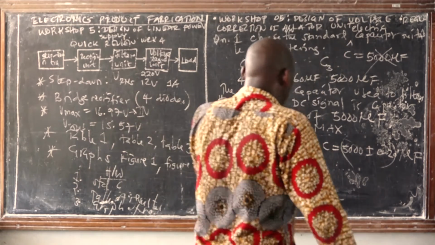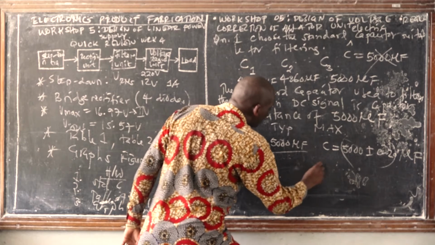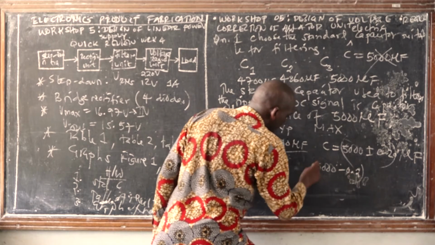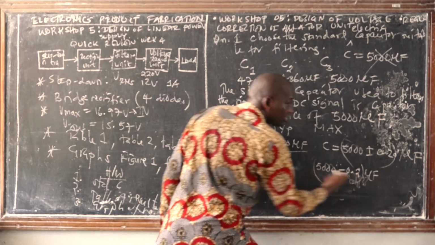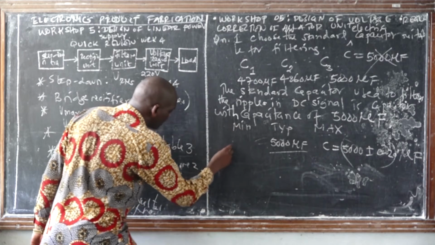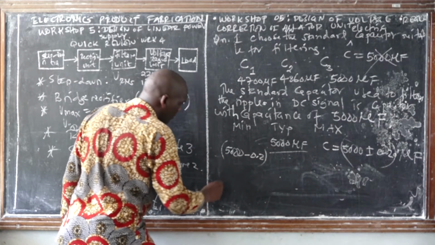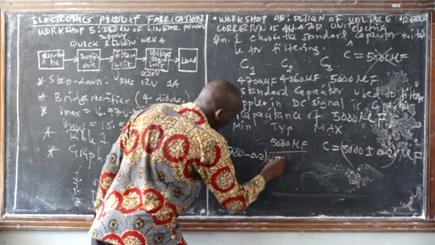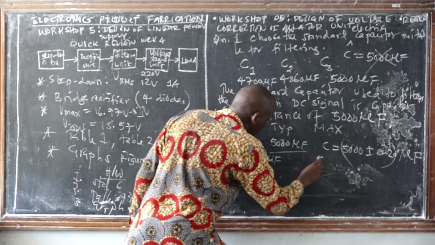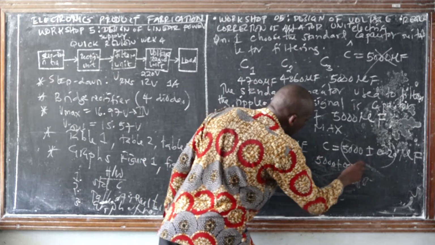Okay? So what does it mean? This means that the minimum value of the capacitance is 5,000 minus 0.2 microfarad. So this is the minimum. If you're presenting it here, this is 5,000 minus 0.2. That will be the minimum. This is the typical microfarad. The maximum or tolerable value of the capacitance of this capacitor will be 5,000 plus 0.2 microfarad.